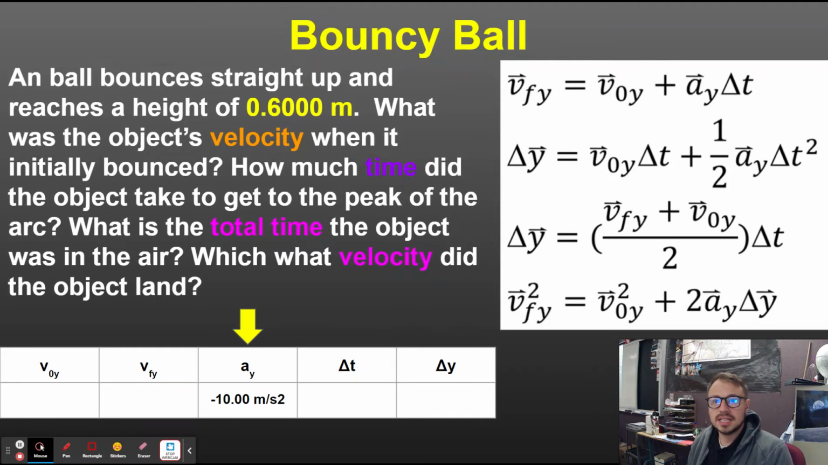How much time did the object take to get to the peak of the arc? What was the total time the object was in the air? With what velocity did the object land? So let's just find that first part, right? Let's just find that initial velocity.